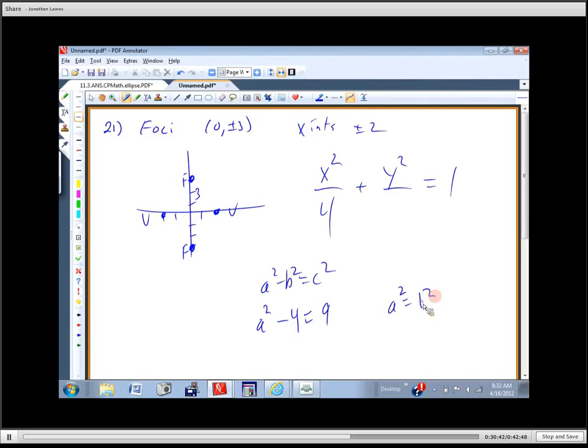Do we need to do anything with that? Nothing other than put it right there. That's it. That's all there is to it. Again, hardly any math, just a bunch of thinking. Look at problem number 25.